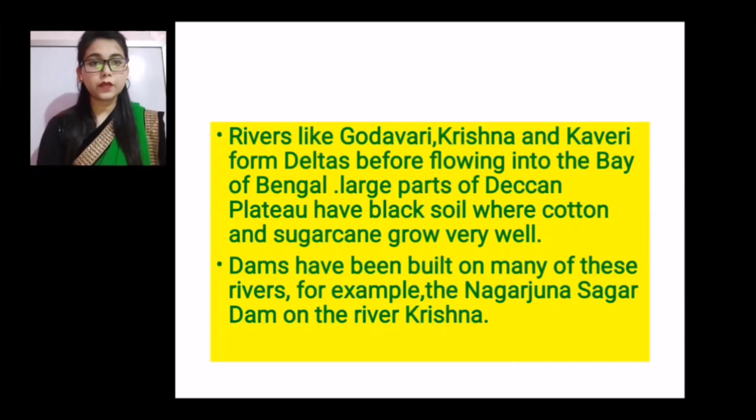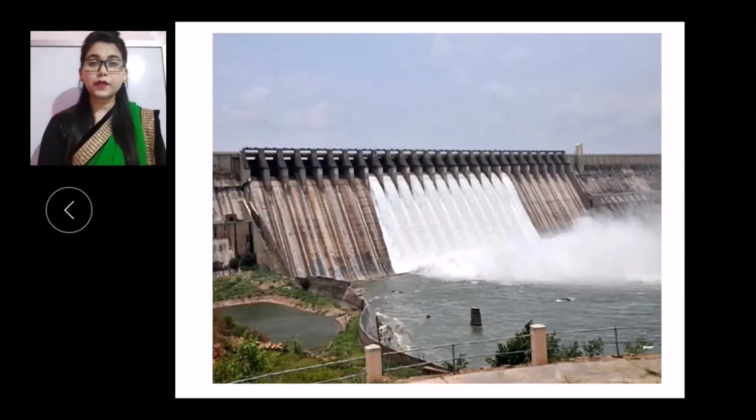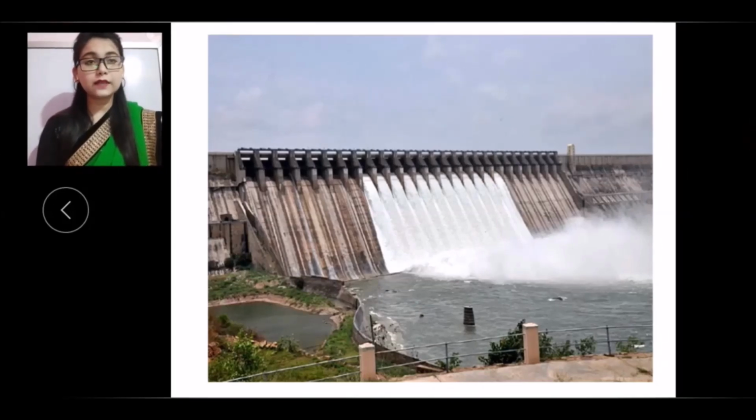Dams have been built on many of these rivers. For example, the Nagarjun Sagar Dam on the river Krishna. Now we will see the picture of Nagarjun Sagar Dam. So this is the picture of Nagarjun Sagar Dam. So students, these dams, what they do, they store the water for irrigation and provide electricity.